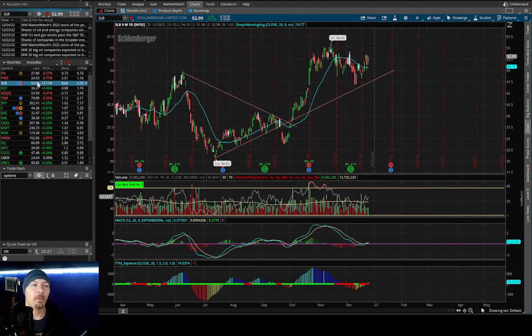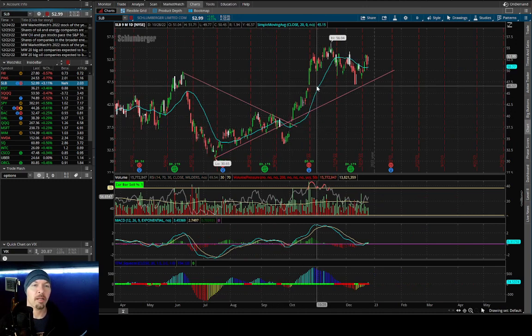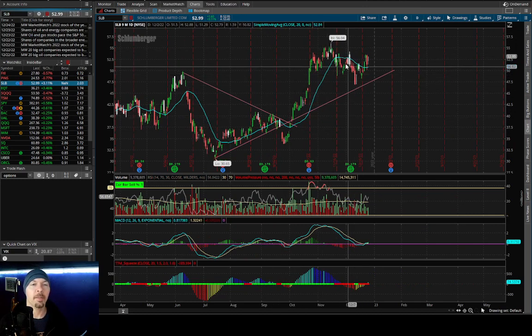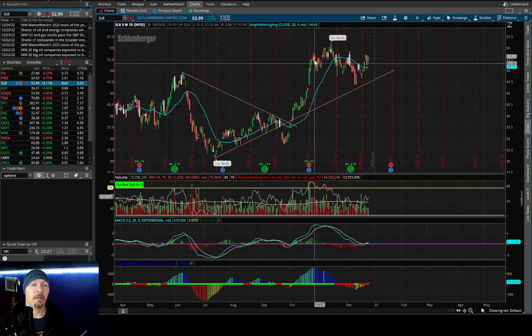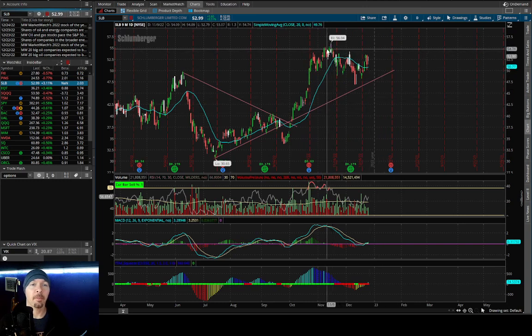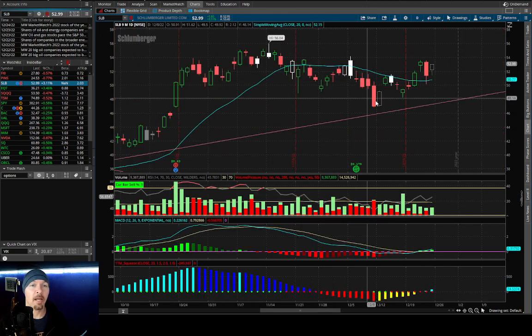SLB is in the oil industry. I played this one a couple times coming out of this break here. We had a great move up, coming down into a little bit of consolidation. This looks, I mean, if I'm being straight, it looks a little bit like a flag here. And let's see here, sorry, some notices coming up. This looks a little bit like a bull flag, and it looks like we're close to breaking out of it. We've got a strong candle here.